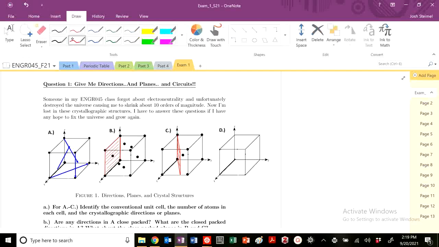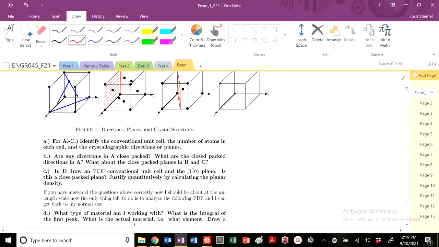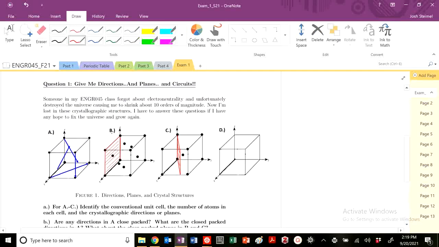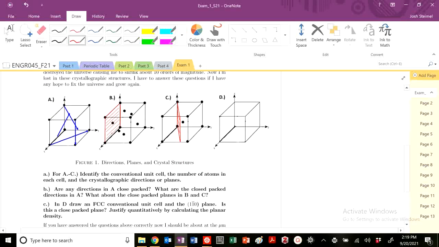Hi everyone, we are back and let's do our practice exam problem. So let's read our problem. Directions, planes, we kind of know what's going on here. So identify the conventional unit cell. So this is simple cubic, this is FCC and this is BCC. Number of atoms: 1, 4, 2, and the crystallographic directions and planes.